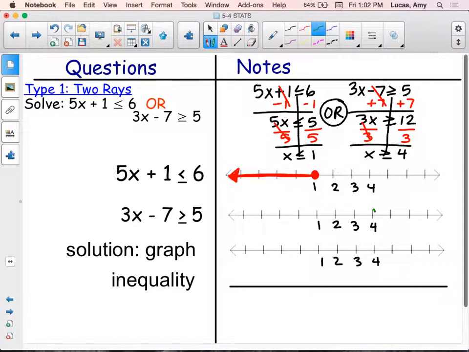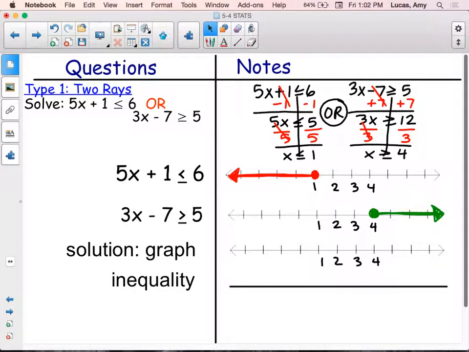And then greater than or equal to 4 is a closed circle, but going to the right where the numbers get larger. So what happens if we unite these graphs together? If I put these two together, they don't overlap each other at all. Not at all. But you don't have to have an overlap for a union.